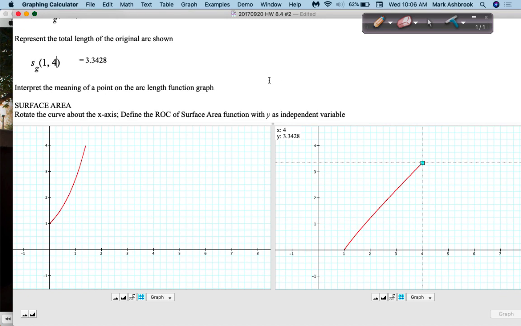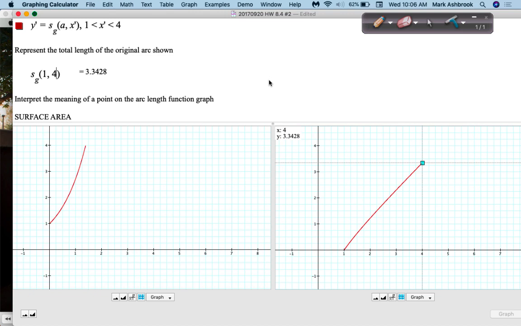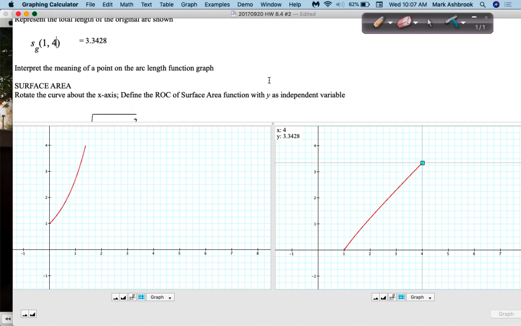Okay, so that's the easier version of this. Then when we get into surface area and we change our coordinates y and x, it gets a little trickier. So that's why we had a warm up there. So now we're going to do surface area.